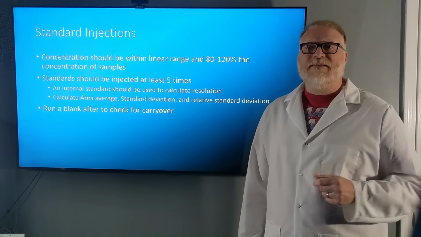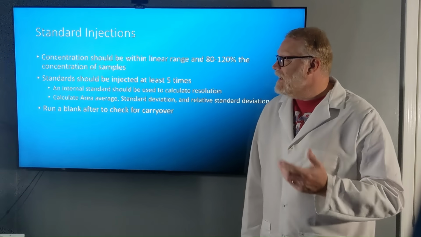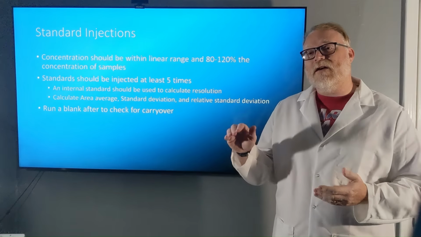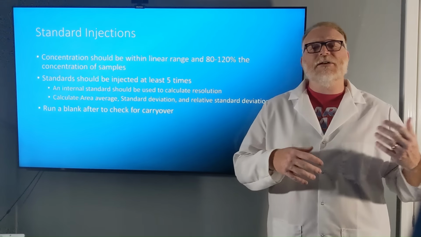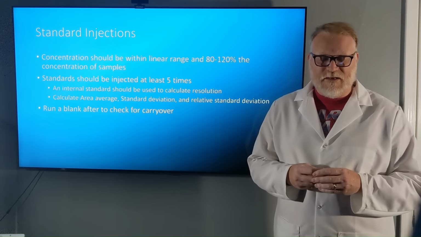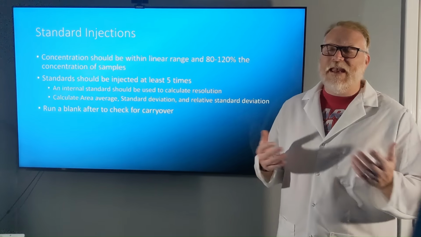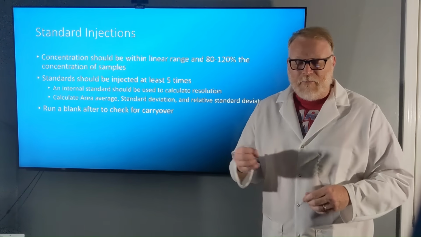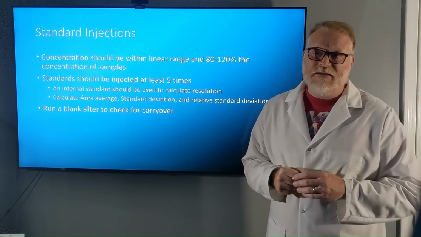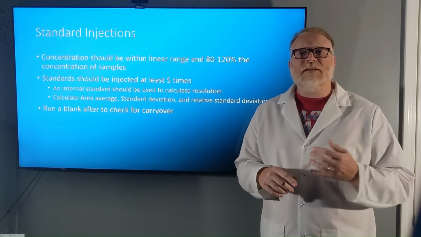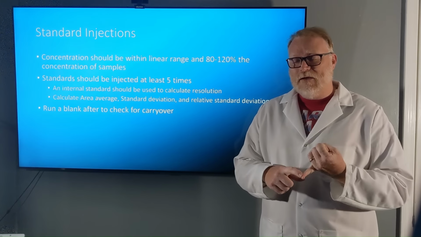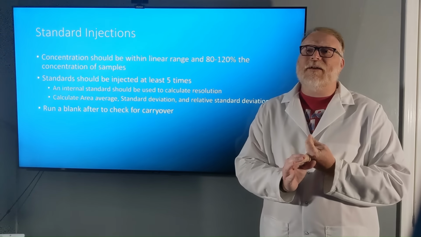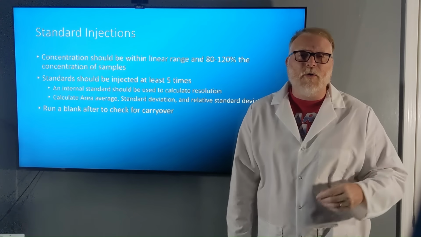Next, we're going to run our standard injections. So our standards should be made up of a concentration that's within our linear range. Again, that was developed during your method validation phase. And the concentration should be 80 to 120% of your sample. We're going to do 5 of those injections. And those 5 injections we're going to use to calculate out the average area. We're going to calculate the standard deviation of that area. And we're going to calculate out the relative standard deviation of that area, or RSD.